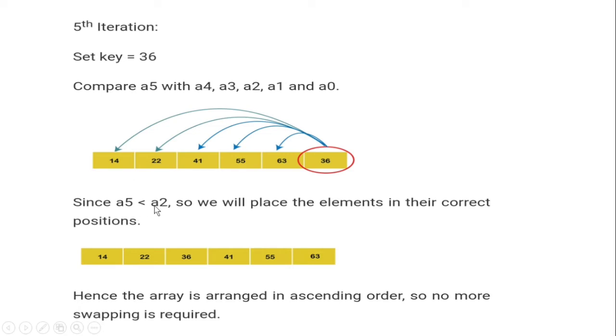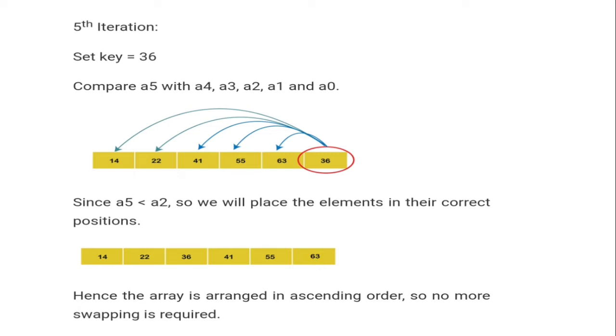Since A5 is less than A2 and A3, but is greater than A1, we will place the element in its correct position. Here's the correct position. Now you can see the result after swapping: 14, 22 and 36 here, and 41, 55 and 63 here. Here our array is sorted in ascending order.